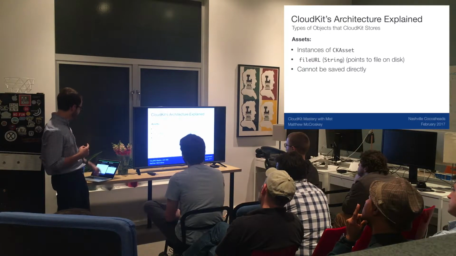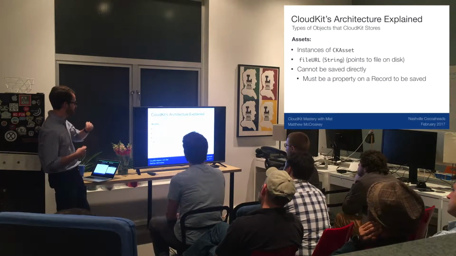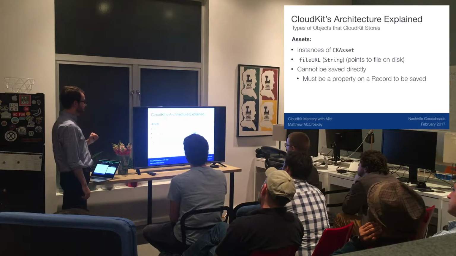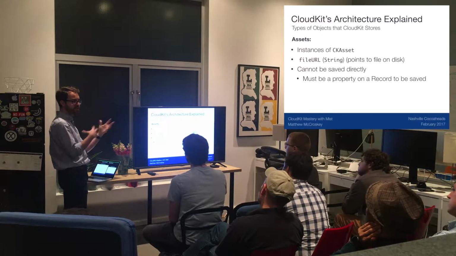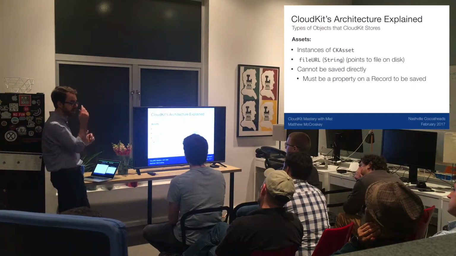So they can't be saved directly. They have to be a property on a record in order to be saved. There's no way to just upload an asset by itself. And in case you're curious, there is a periodic process that CloudKit does to see if there are any assets that aren't related to records, and it deletes those. But they don't make any guarantees about how often it happens.